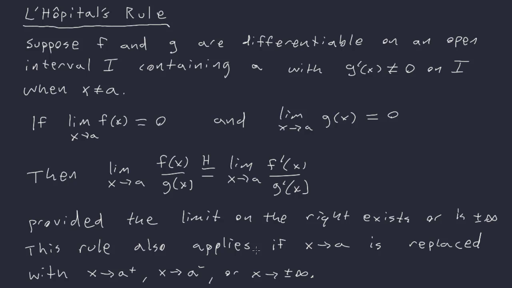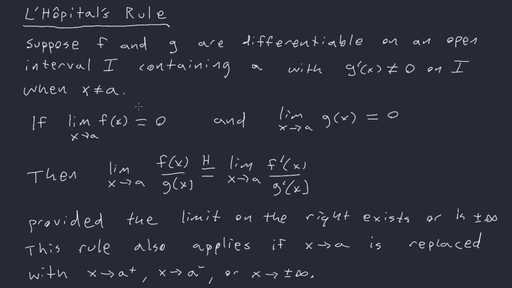Alright, so here's what L'Hôpital's Rule says. And there's a lot of setup here, but essentially what you need to know is the functions we're talking about need to be differentiable, and it needs to be a 0 over 0 case. That's what all this is saying. So we're going to suppose that f and g are differentiable on an open interval I containing a with g prime of x not equal to 0 on I when x is not equal to a. So we just can't let g prime of x be 0 at more than just one little point a.